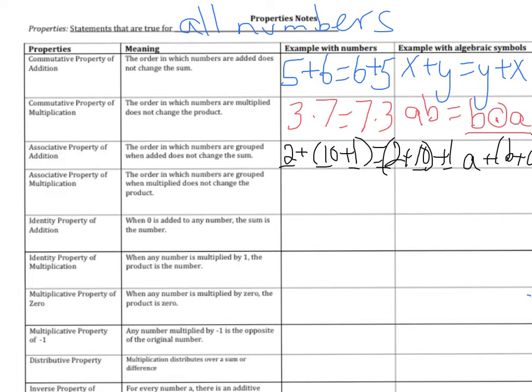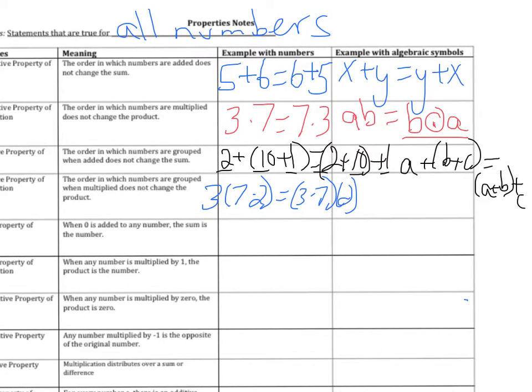Again, I know that I hear the word associative, so I'm thinking of grouping. The order in which numbers are grouped when multiplied does not change the product. In other words, I can go ahead and regroup as long as it's all multiplication, and I will still get the same answer. So, for example, 3 times 7 times 2 is going to be the same as if I grouped 3 times 7 and then multiplied it by 2, because either way, my final product would be 42.